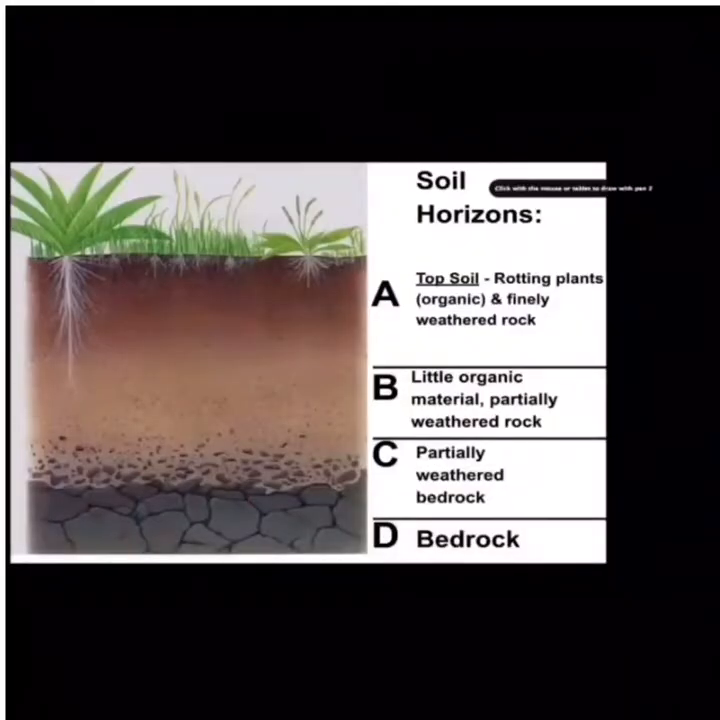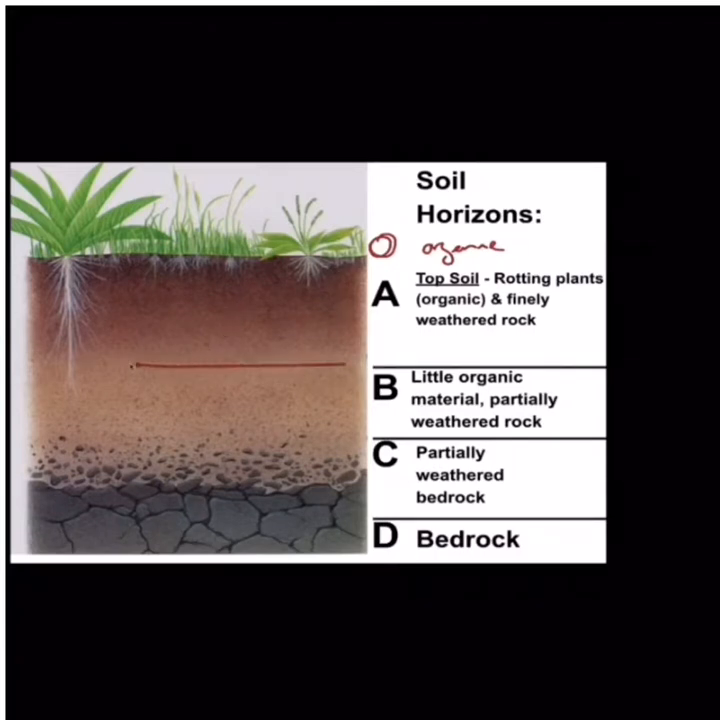Or soil layers. We have the O up on top, which is our organic layer containing all of our plants right here. Then we have A, our topsoil, and you can see that as we go down the colors change a little bit. So this region right here is our topsoil from here to here. Rotting plants, organic, and finely weathered rock. We have a B horizon. And you can see here it's mostly the same color.